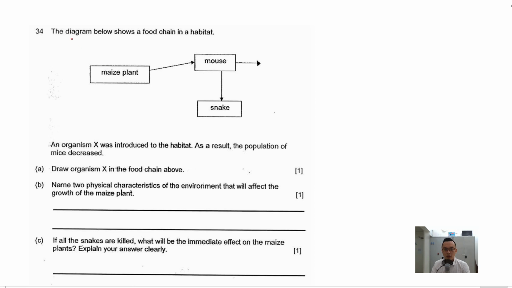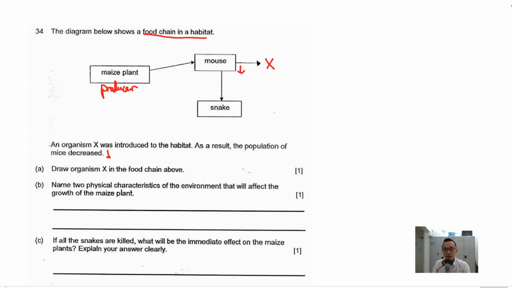Okay, so let's look at this question. The diagram below shows a food chain in a habitat. Maize plant is the producer. Mouse eats the maize plant, snake eats the mouse. Something else will eat the snake. An organism X was introduced to the habitat. As a result, the population of mice decreased. So the mice decrease, therefore this organism X will eat the mice.